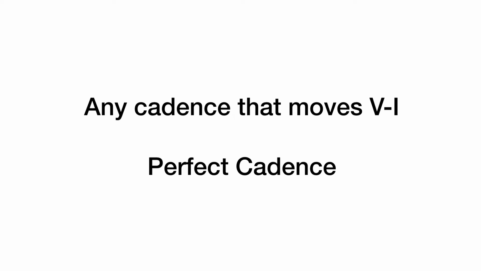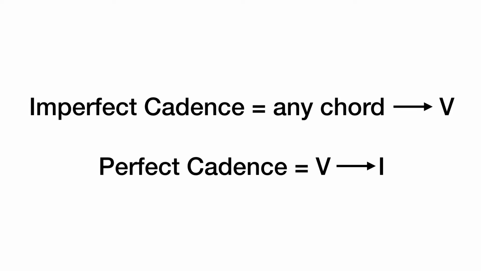For the purposes of your ATAR exam, we're going to refer to any cadence that goes from a 5 chord to a 1 chord as a perfect cadence. These are the two types of cadence that you'll encounter most frequently. Imperfect cadences, which end on 5, and can be approached by any chord, and perfect cadences, which must be 5 to 1.